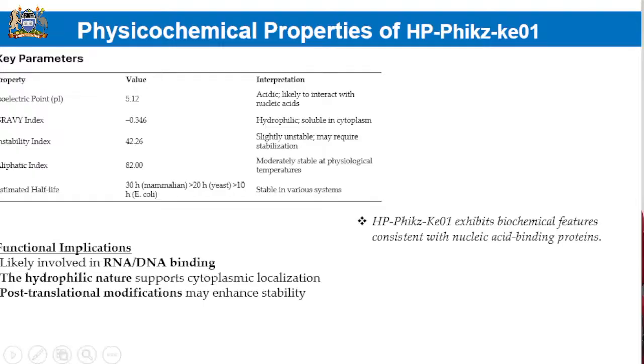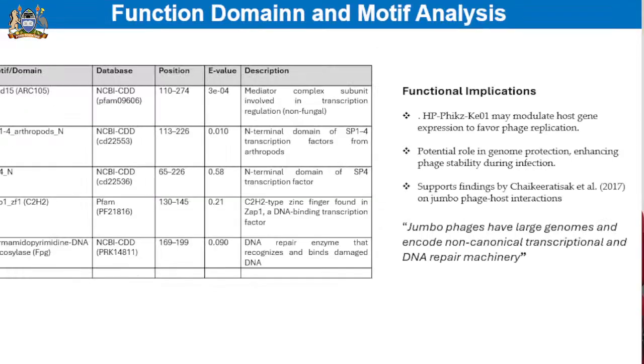post-translational modification. Then the aliphatic index is the thermostability. It's at 82, so it's stable, and it can be used experimentally, in vitro and in vivo. It's stable in various systems: mammalian cells, yeast cells, and even E. coli cells. So the hypothesis from the physicochemical properties is that this hypothetical protein exhibits biochemical features that are consistent with nucleic acid binding proteins.